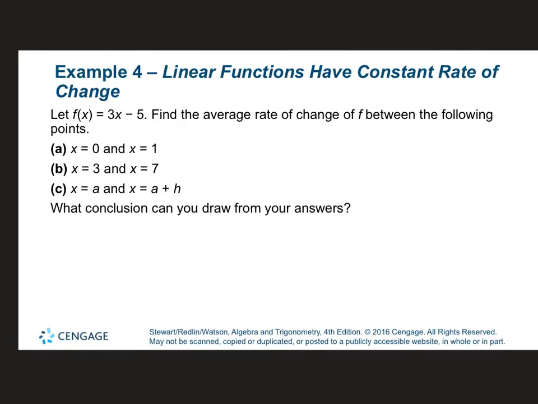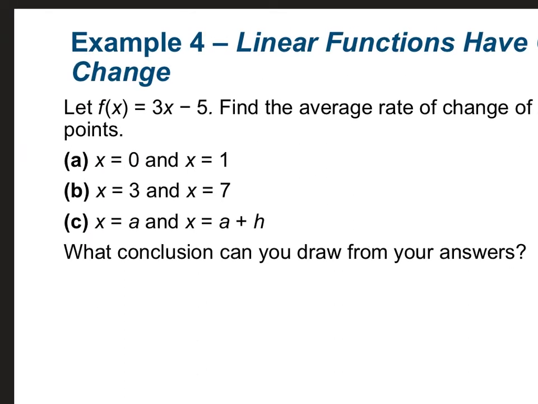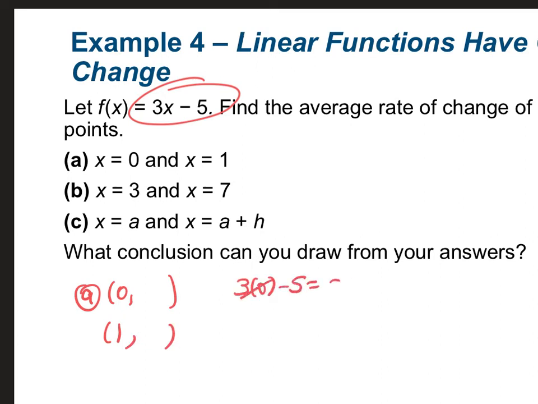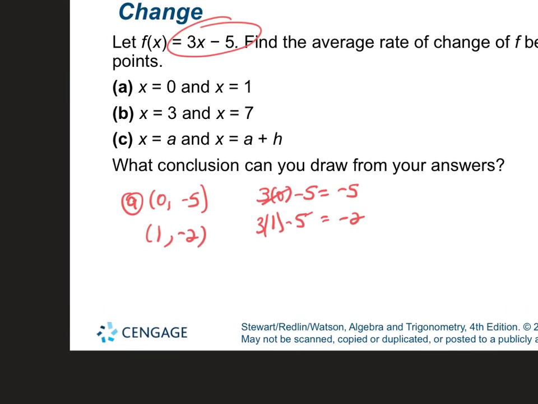If I look at the next slide, this is the function that they gave us. They didn't give us a picture, they just gave us a function. So if I do letter A, I'm going to plug in 0 into this, and I'm going to plug in 1. When I plug in 0, I have 3 times 0 minus 5, which gives me negative 5. Now I'm going to plug in 1. 3 times 1 minus 5 gives me negative 2. So my average rate of change here would be negative 2 minus negative 5 over 1 minus 0. This is my rate of change. So I have 3 over 1 for letter A.